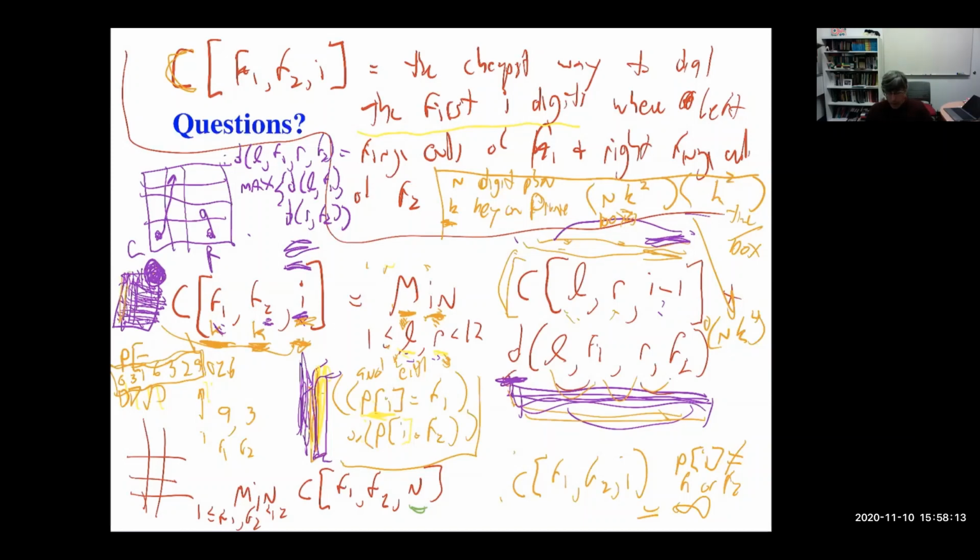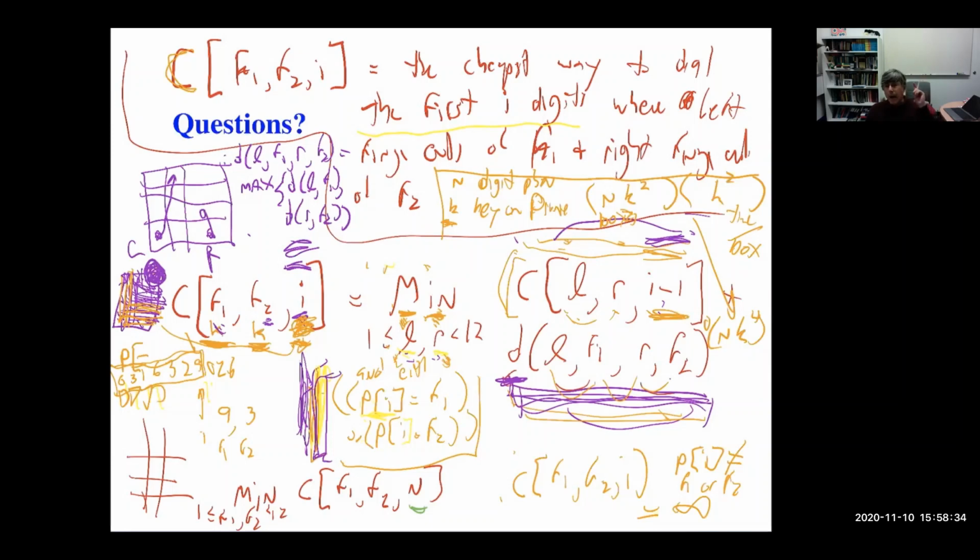Because I want the numbers that I need. I don't want to make recursive calls. I want to look up the values that I need in constant time. In order to solve it for the first i digits, I need to know how to do it for the first i minus 1 digits. Let me start out. What's a base case?